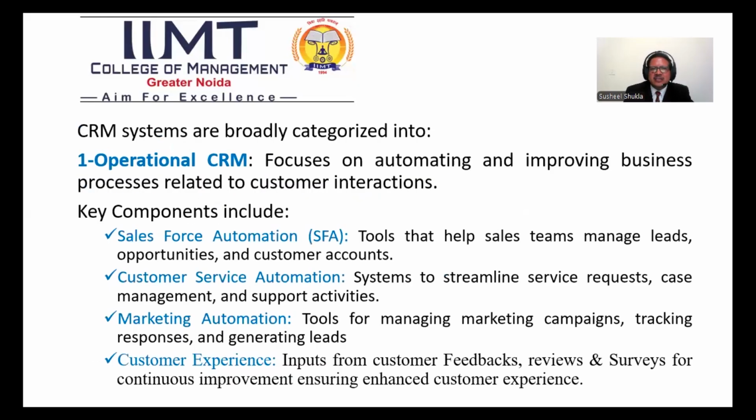CRM systems are broadly categorized into three main categories. Number one is operational CRM. Operational CRM focuses on automating and improving business processes related to customer interaction. The key components of operational CRM are Salesforce automation, that is, the tools that help sales teams managing leads, prospects, opportunities, and customer accounts.